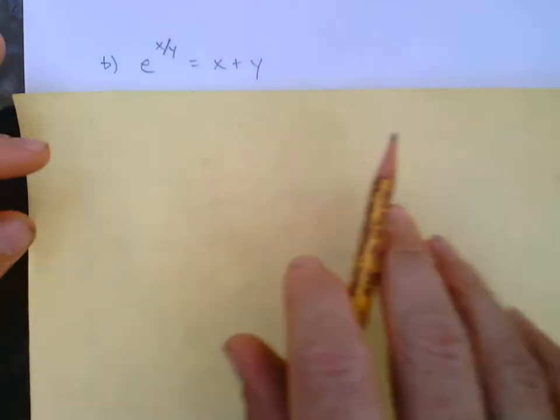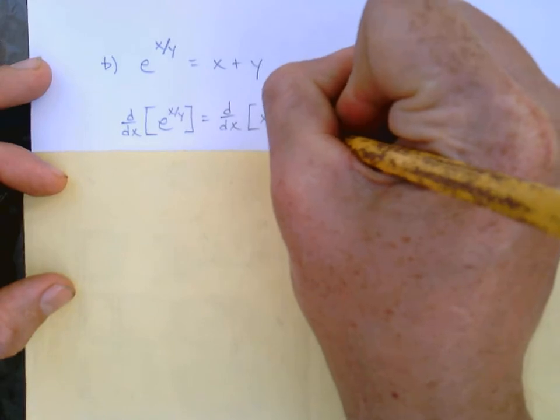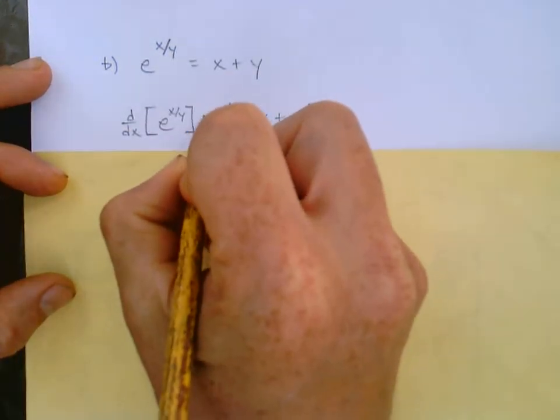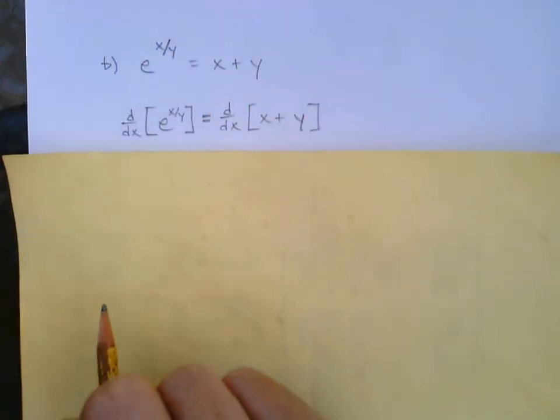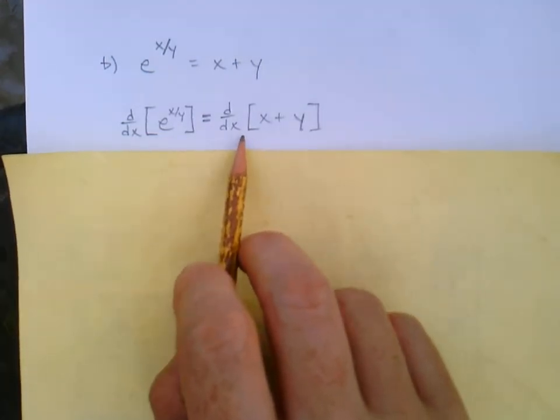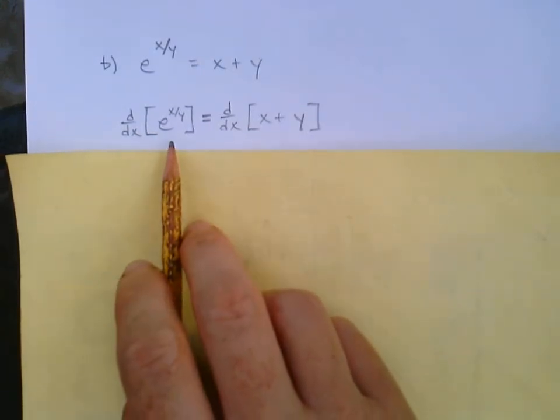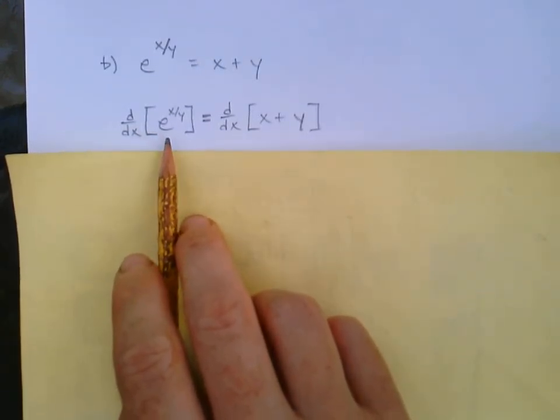Okay, so for our first step, take the derivative of both sides. So I'll just write this for now. And let's think about it. Well, the right side looks a lot simpler. The left side, we've got to be careful with. What is going on with the left side?